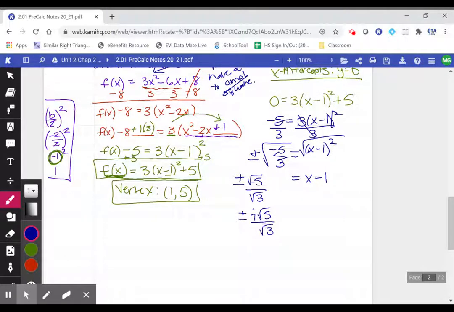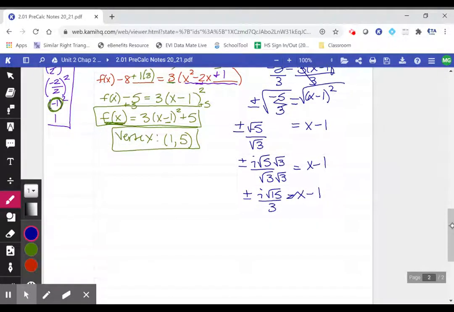I'm not allowed to have a radical in the denominator, so I need to multiply the top and the bottom by whatever that radical is. So that would give me plus or minus I rad 15 over 3 equals x minus 1. Now I'm realizing as soon as I get an imaginary number, I know I'm not going to have x-intercepts. But I'm going to finish anyway, because you could potentially have to do this stuff, and it's good review to see the rationalizing and all that. So x equals 1 plus or minus I rad 15 over 3.